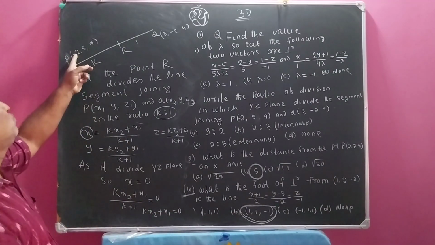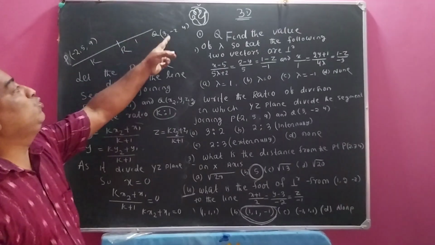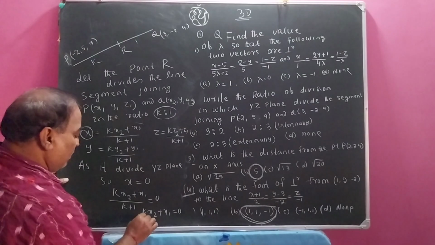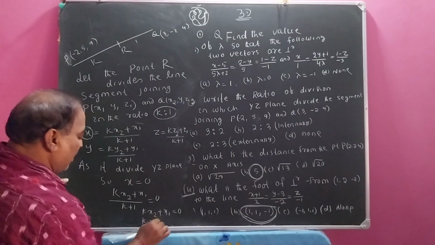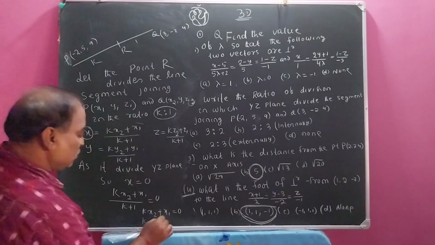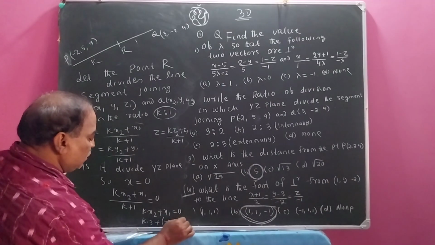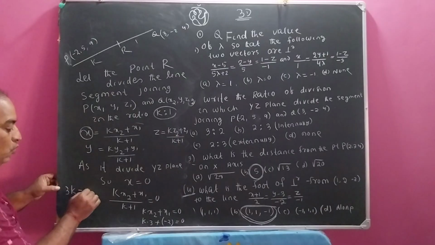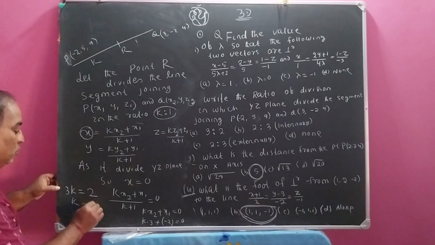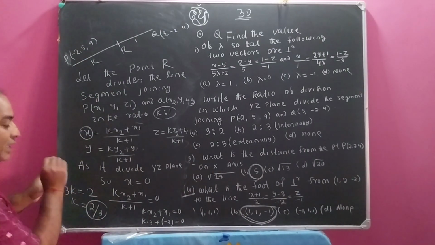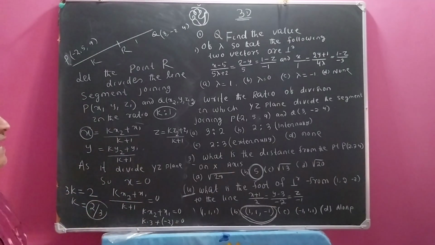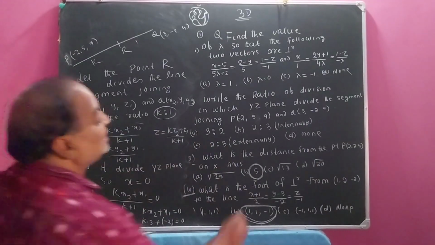Here x1, y1, z1 and x2, y2, z2, so x2 is here 3. So write down: k into 3 plus x1, which is here minus 2, is equal to 0. So 3k is equal to 2, k is equal to 2 by 3. Hence, the ratio of division is 2 is to 3 internally. This is the answer.